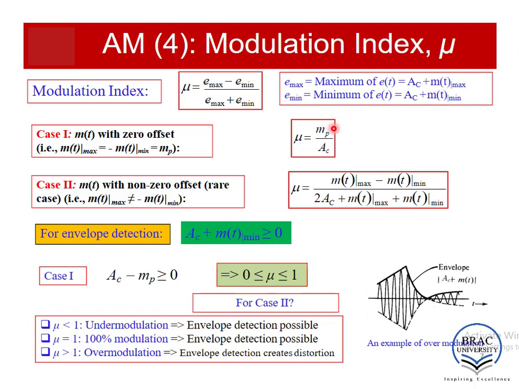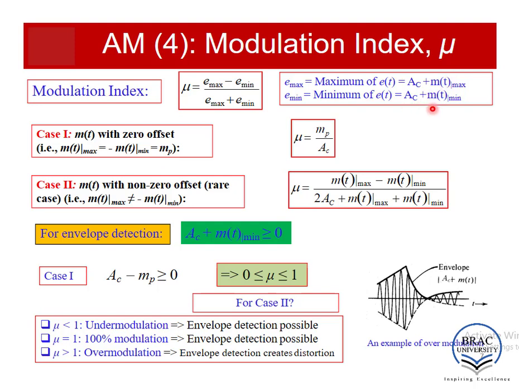Similarly, Emin is the minimum value of AC plus MT, or in other words, AC plus MT min. Two different scenarios can occur here. First one is the case for the signal we were using as the message, or any sinusoidal signal, where the maximum value of MT, which is MT max, and the minimum value of MT, which is MT min, have the same numerical values, even though their signs are different. So in that case, MT max is equal to minus MT min is equal to MP. So Emax will be AC plus MP and Emin will be AC minus MP.